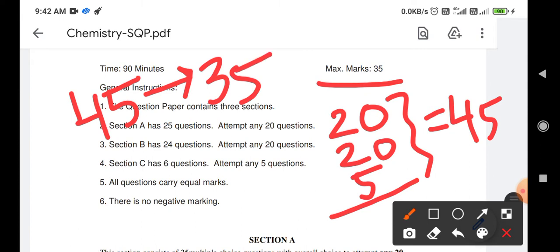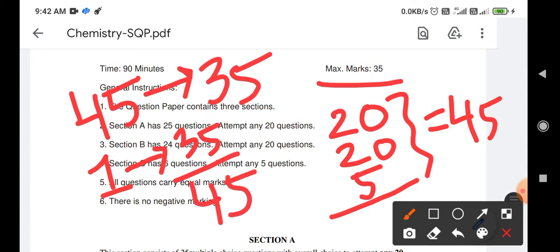So 45 questions carry 35 marks, so one question will carry 35 by 45. You can check the value that is coming for each question. I hope it is almost 0.7. It is approximately 0.7. That is the marks carried by each question. That will be the case for the term 1 examination for chemistry only. For different subjects the scenario may be different.